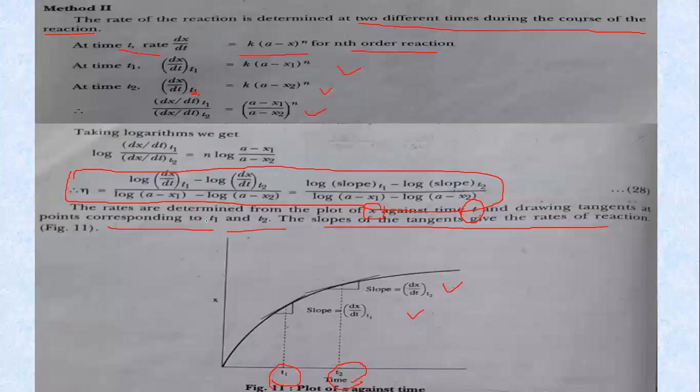In the other method, what we can do here is this. The rate of reaction is determined at two different times during the course of the reaction. Two different times we are finding out. At a time t1, dx upon dt at t1 is equal to k into a minus x raised to n. This is the general rate equation for an nth order reaction: dx upon dt is equal to k into a minus x raised to n.